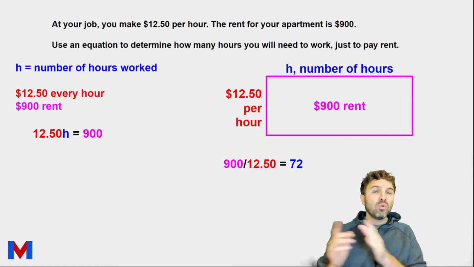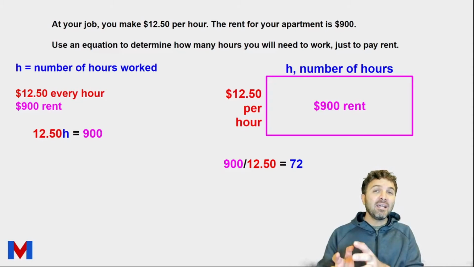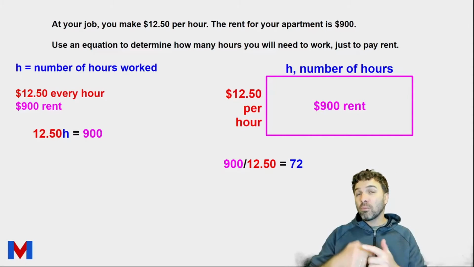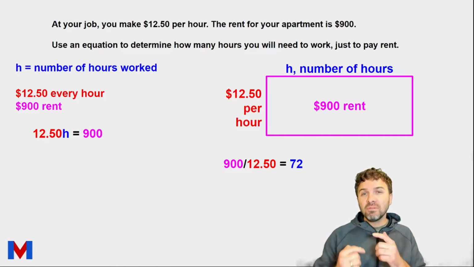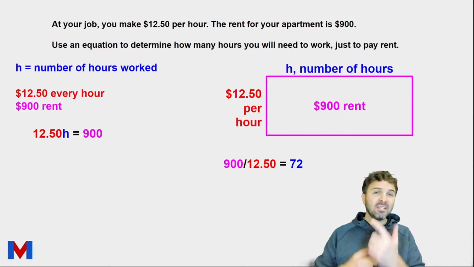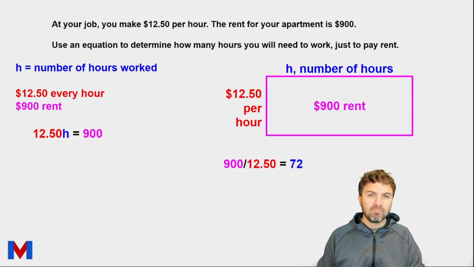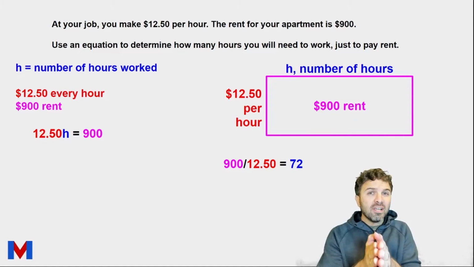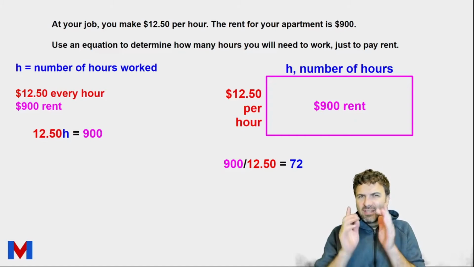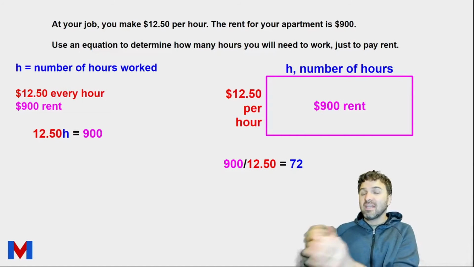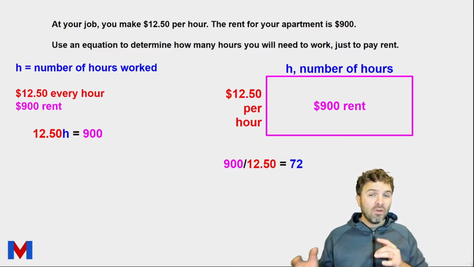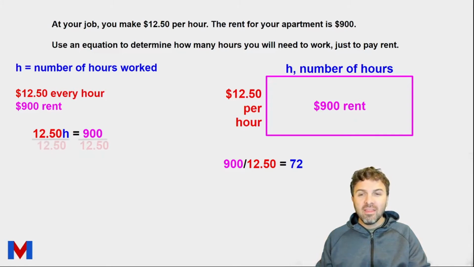So we need to get rid of that $12.50. That's $12.50 times H. We're multiplying there. That means we need to do the inverse operation, which is to divide. So I'm going to divide 12.50 by 12.50 to get rid of that 12.50. However, we're working with an equation. An equation has an equal sign. An equal sign tells us that whatever's on one side is the same as the other side, because they're equal. They're the same.